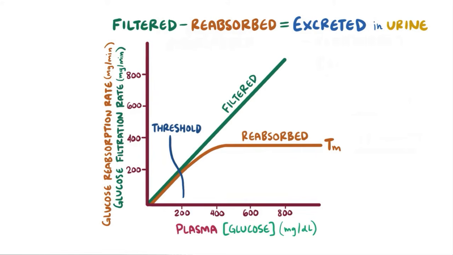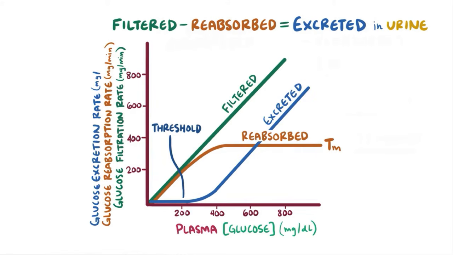We can also draw out a final curve called the excretion rate of glucose on the y-axis. And this is literally just the difference between the two curves. And the initial curved part of the line, as it's going from no excretion to linear excretion, is sometimes referred to as the splay.